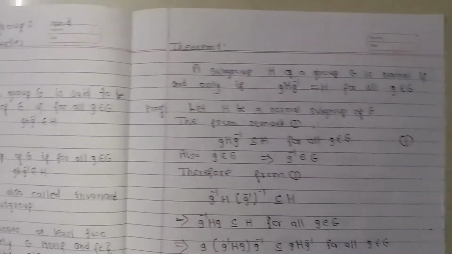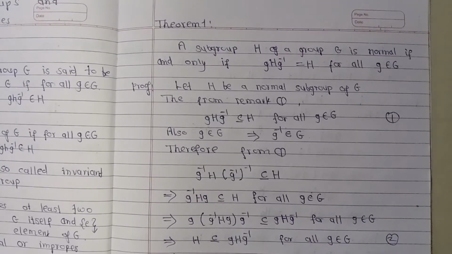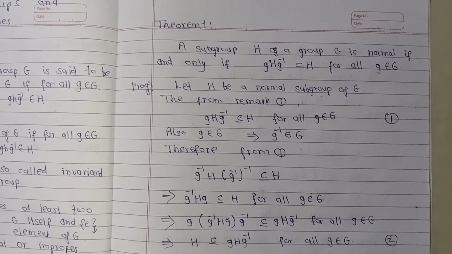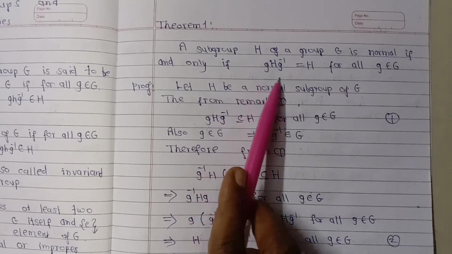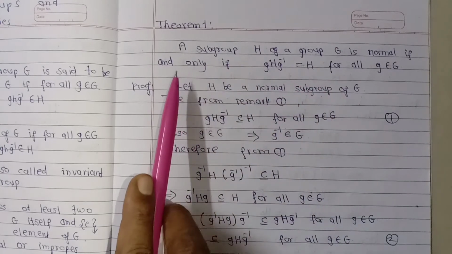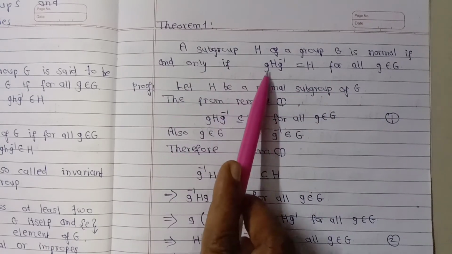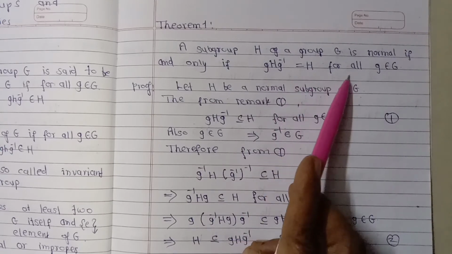Now we consider one theorem. The statement of this theorem is: a subgroup H of a group G is normal if and only if g H g inverse equal to H for all g belongs to G.